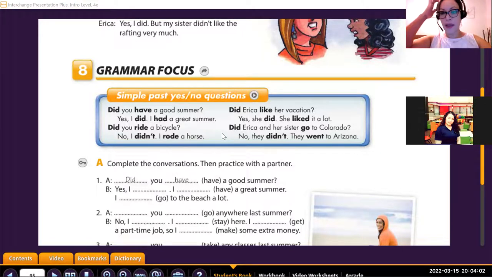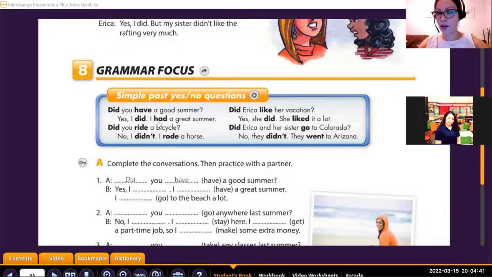Esta parte es importante mencionarla porque, pues, si bien ven acá que en la pregunta el verbo está en presente, es porque aquí está el auxiliar did, ¿verdad? Did you have a good summer? Entonces no trasladamos el verbo a pasado, sino que lo dejamos a presente. Damos una respuesta corta, sea afirmativa o negativa. En el primer caso es afirmativa. Yes, I did. Hay un punto acá. Hasta ahí llega la respuesta corta. Luego se da información adicional que ya sería una nueva oración.